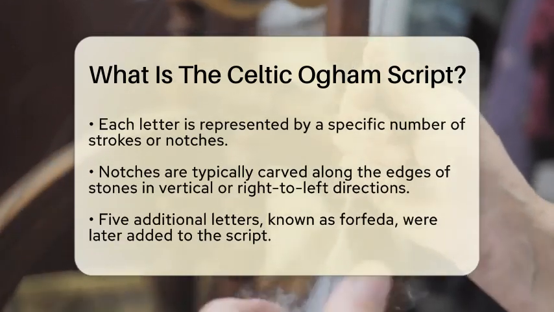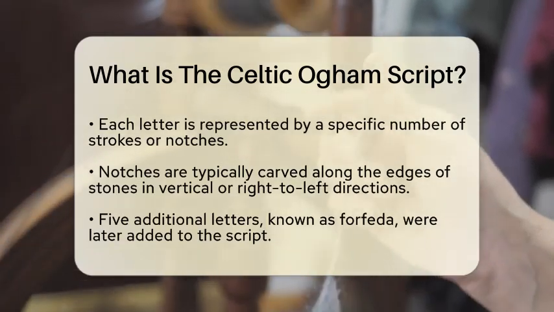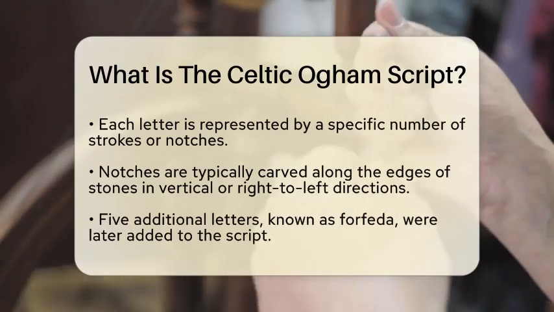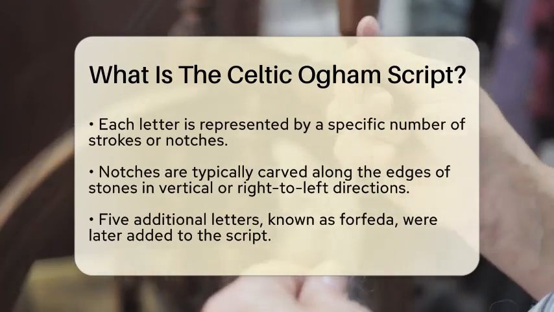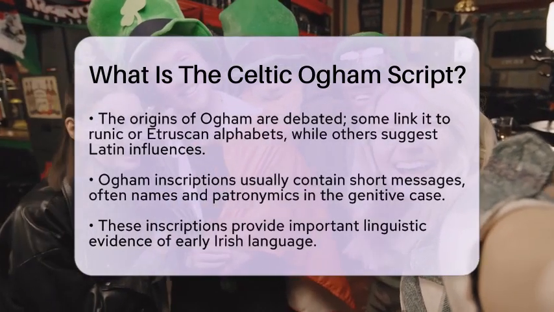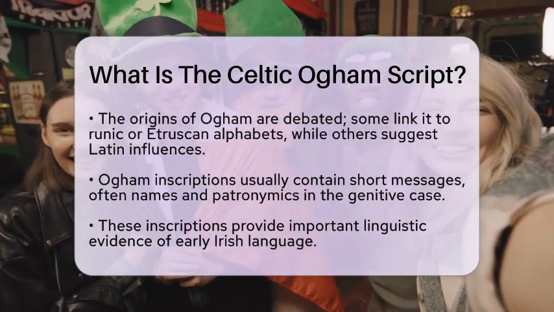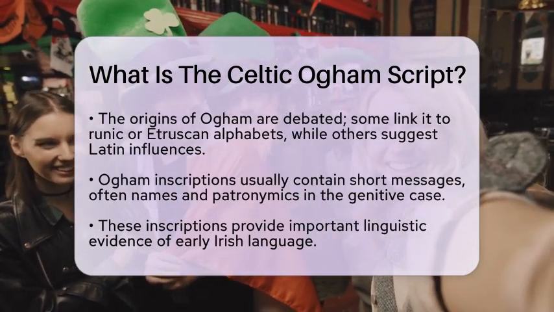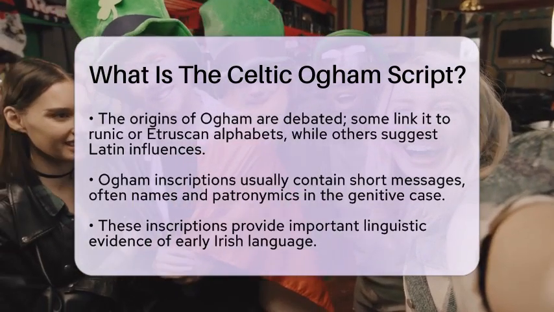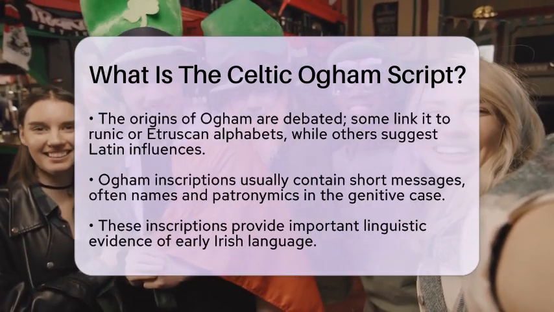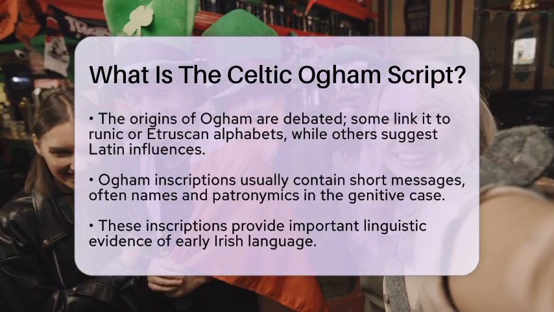The origins of Ogham are still a topic of discussion among scholars. Some believe it may have ties to the runic or Etruscan alphabets, while others think it could be a transformation of the Latin alphabet. When you look at Ogham inscriptions, you will usually find short messages. These often include names and patronymics in the genitive case. This provides important linguistic evidence of the early Irish language.